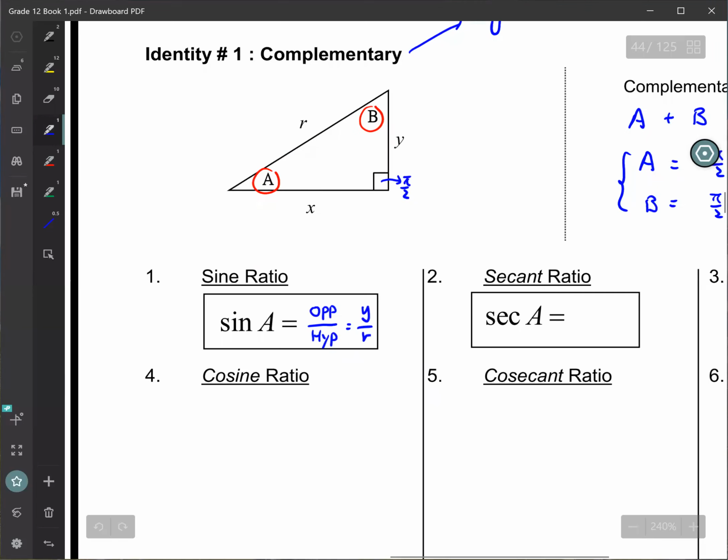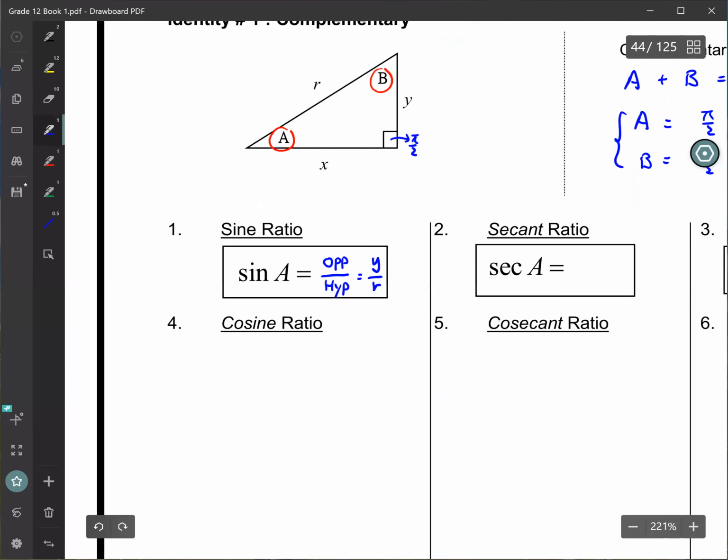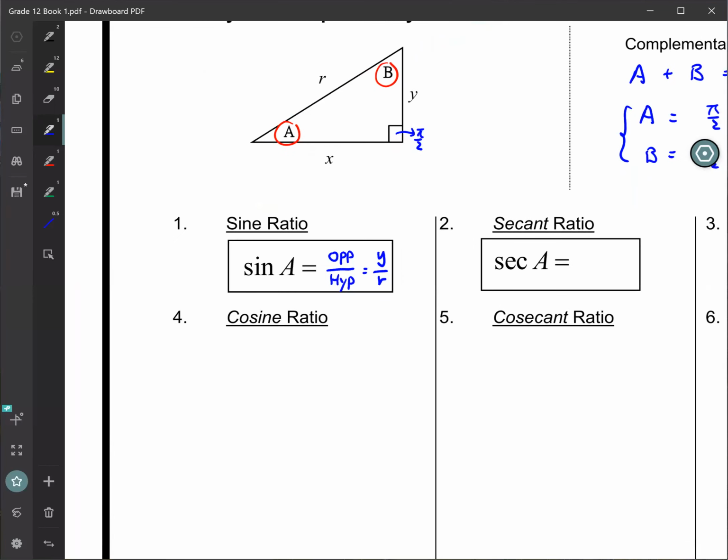Now we are going to move on, right? So this is from something you already know before. We are just picking two sides and calling that a sine ratio, okay? So if I keep the same sides, y and r, and I'm writing it backwards, which is the same as sine A, right?